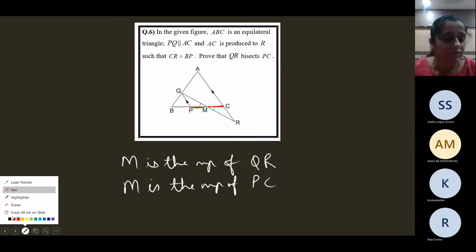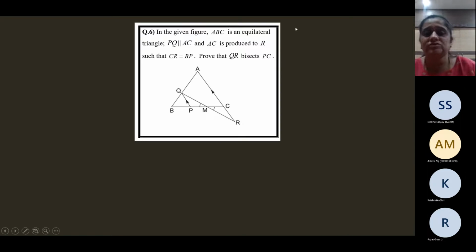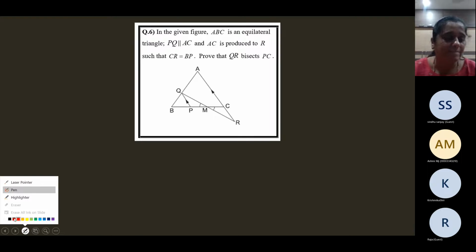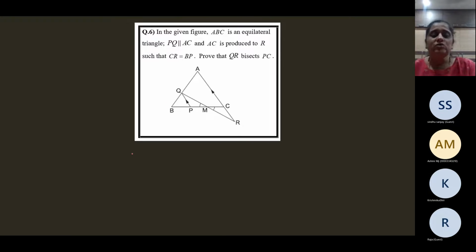So here, as we all understood, we'll have to prove that QR bisects PC. That is, M is the midpoint of PC. Now, to prove that PM is equal to MC, we'll have to take up this triangle and this triangle. Let's find out what information we have in these two triangles to show that they are congruent. We have one pair of vertically opposite angles equal. So this angle of this triangle is equal to this angle of this triangle. Vertically opposite angles are equal.